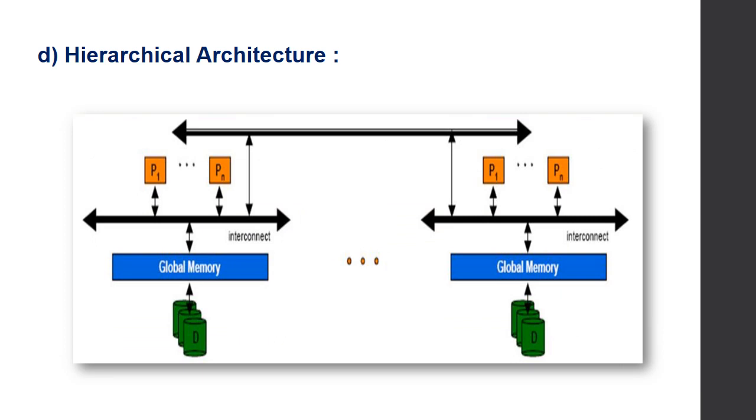Hierarchical. The hierarchical architecture combines the characteristics of shared memory, shared disk, and shared nothing architectures. At the top level, the system consists of nodes that are connected by an interconnection network and do not share disk or memory with one another. Thus, the top level is a shared nothing architecture.